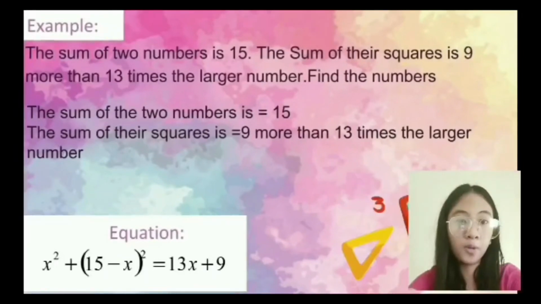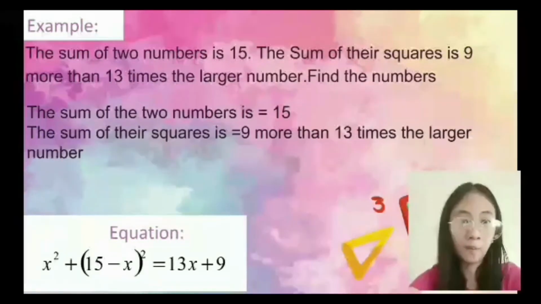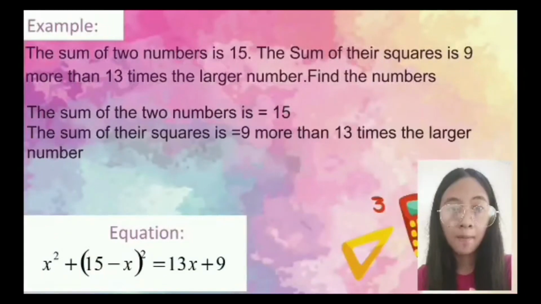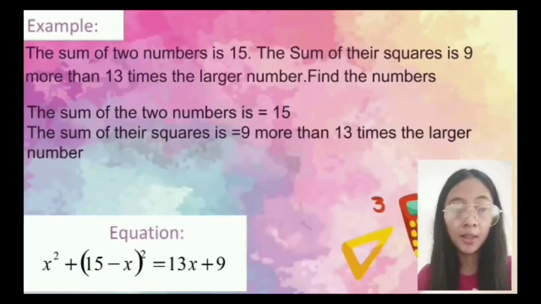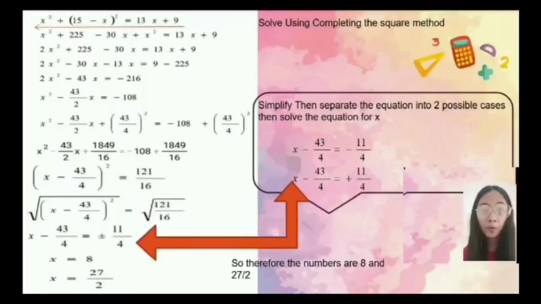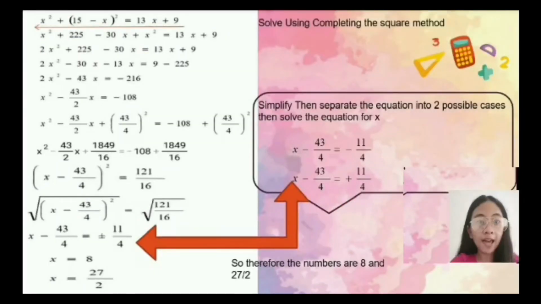So, the example would be a problem solving. Then, we will find the equation from the problem and solve it by completing the square. So, the sum of the two numbers is 15. Then, the sum of their squares is 9 more than 13 times the larger number. So, we need to find the numbers. To find the numbers, we need to solve the equation. Let's solve for x squared plus (15 minus x) squared equals 13x plus 9.